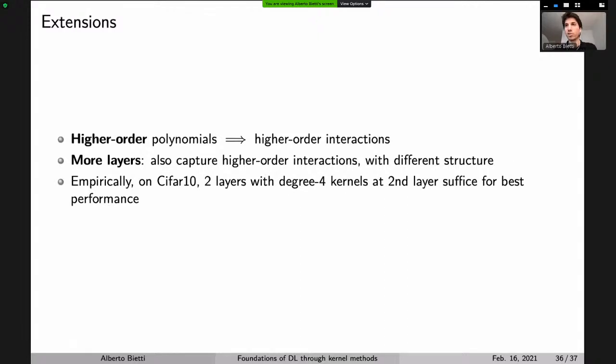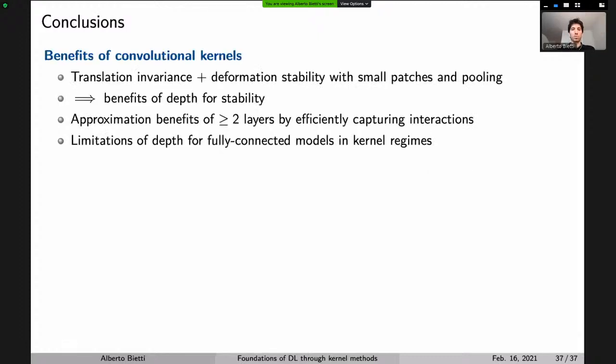One point is that beyond 2 layers, it's still unclear if kernels are very useful. In fact, on the CIFAR data set, at least with just 2 layers, you can get basically the best performance. So, just to conclude quickly, we've seen benefits of convolutions both in terms of stability and approximation. We saw that for fully connected networks, the kernel picture is a bit limited. It basically is the same functional space regardless of depth, at least for ReLU networks.